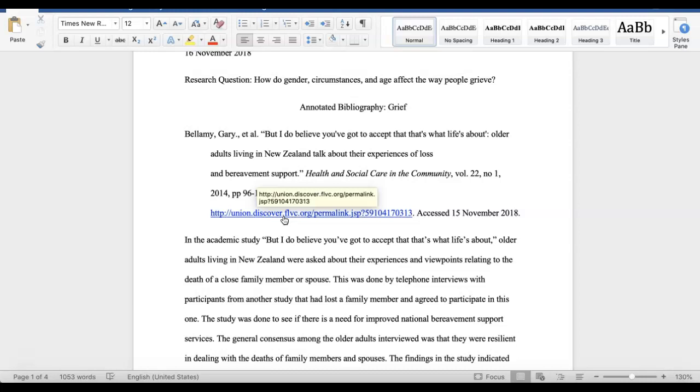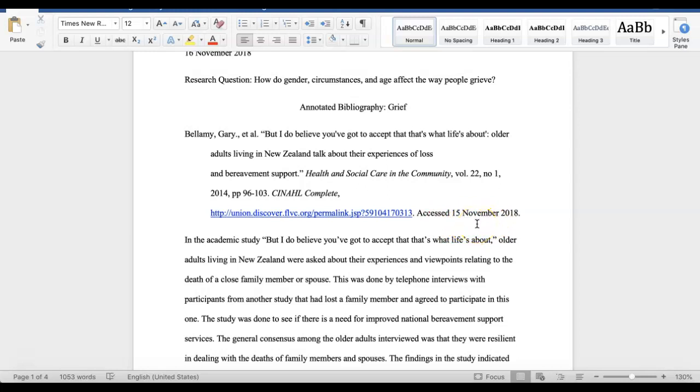If the link does not work, I will send the assignment back to you and say, hey, your link's not working. I need you to resubmit. And you will lose points if those links aren't working. So do your best to get them working. Again, you're looking for the permalink or the DOI to place here. And also you want to include an access date.